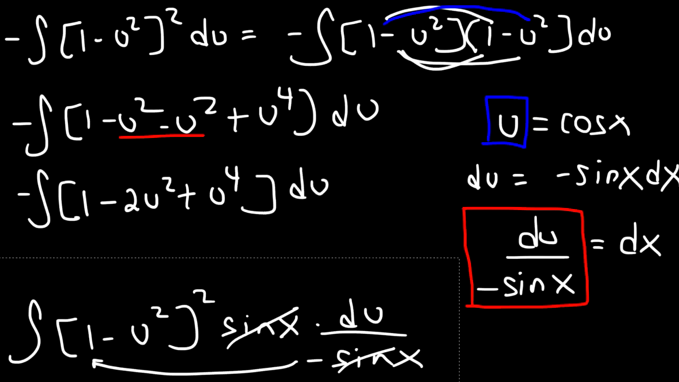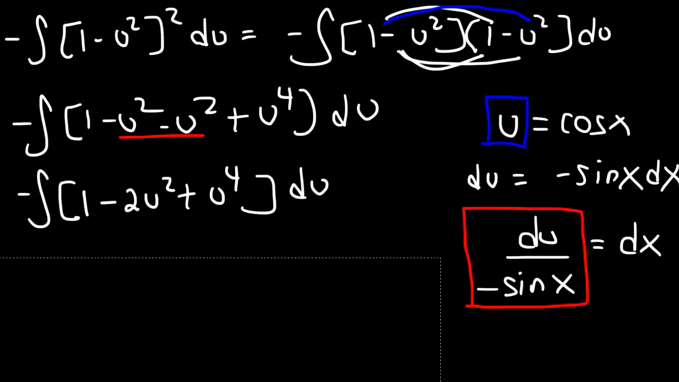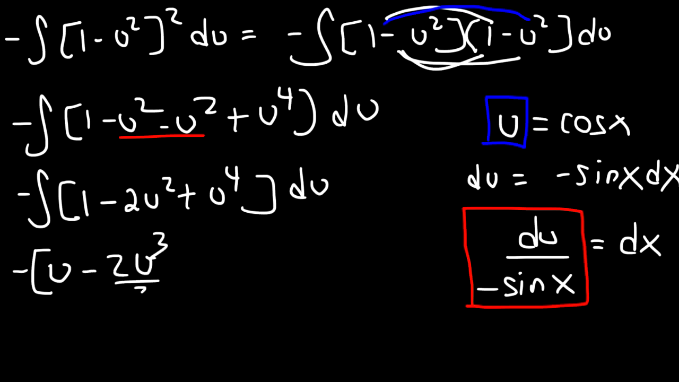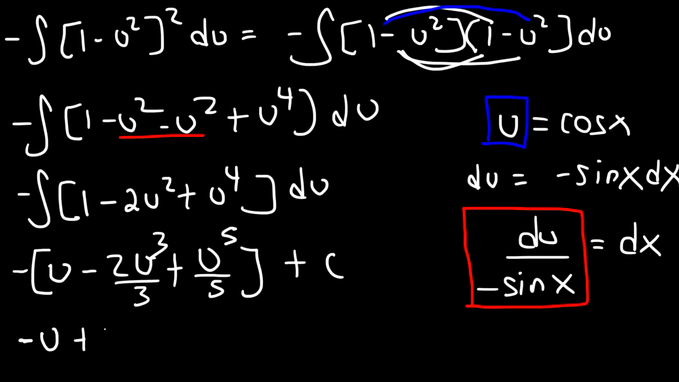So now we could find the antiderivative of each term in that polynomial. So the antiderivative of 1 is u, the antiderivative of u squared is u to the third over 3, and for u to the fourth it's going to be u to the fifth over 5 plus the constant c. Now let's distribute the negative sign. So it's negative u plus 2/3 u to the third minus u to the fifth over 5 plus c.